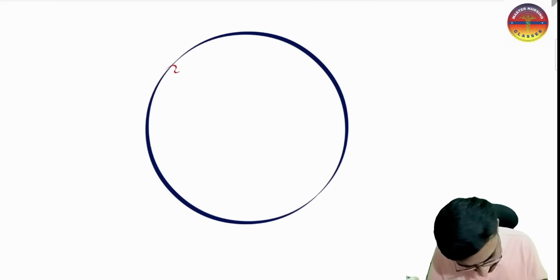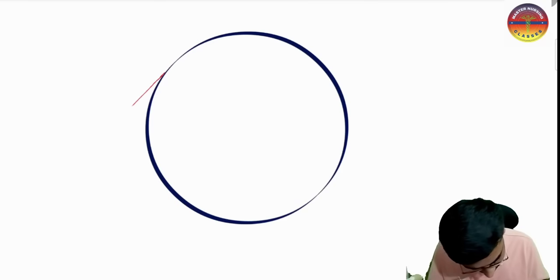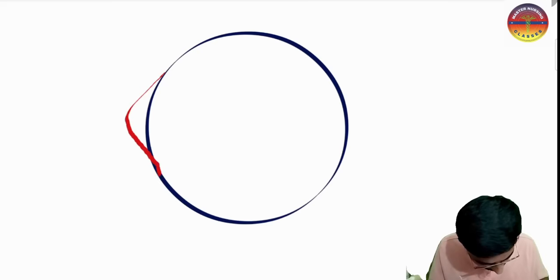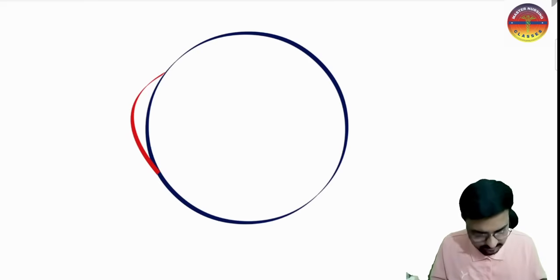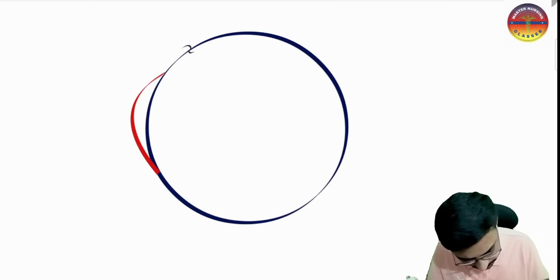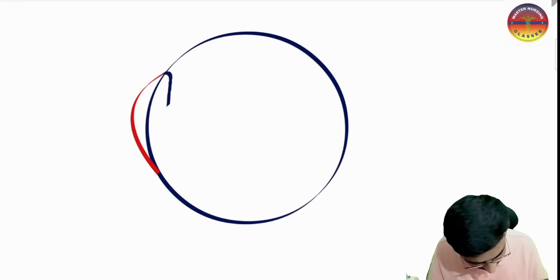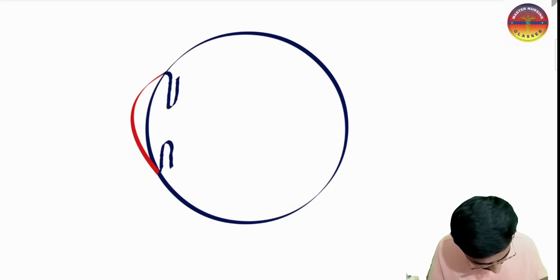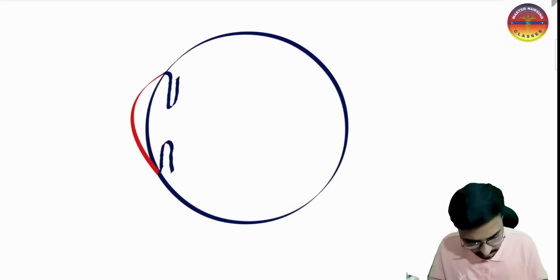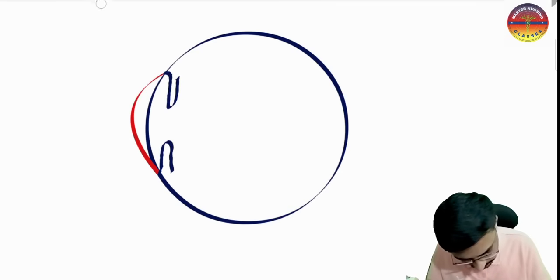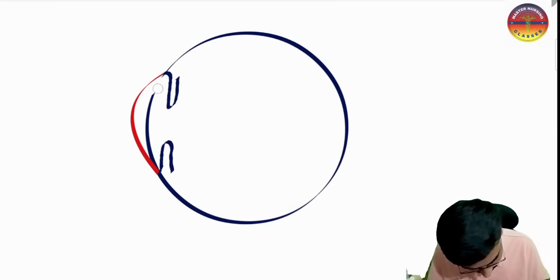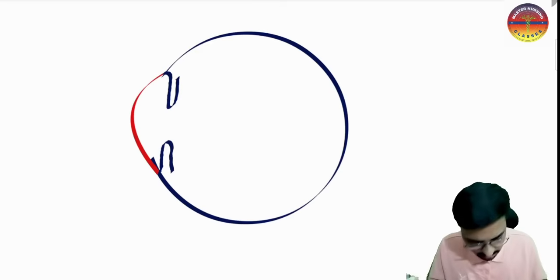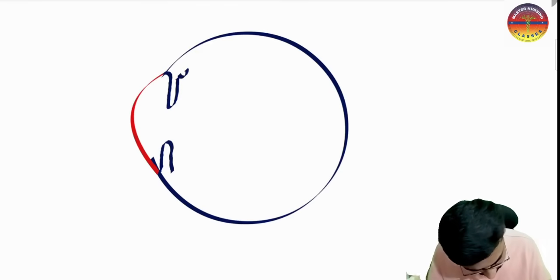The most anterior portion we have here is the cornea. And here we have the iris. This is the iris we have on both sides.